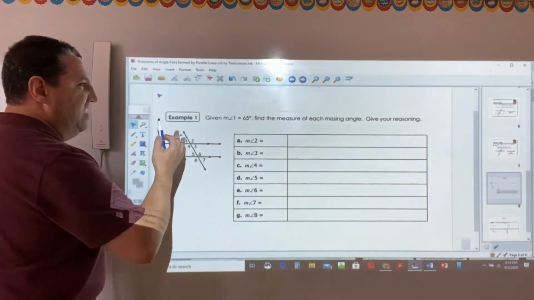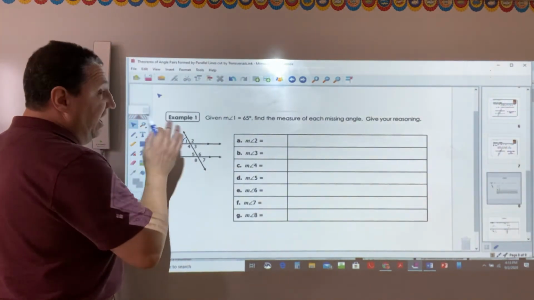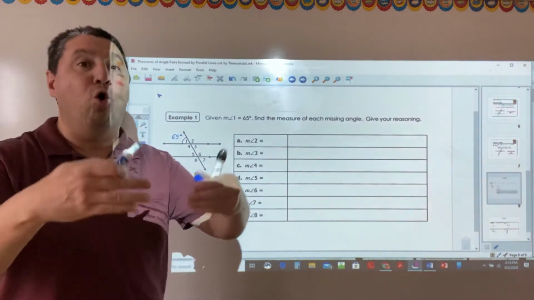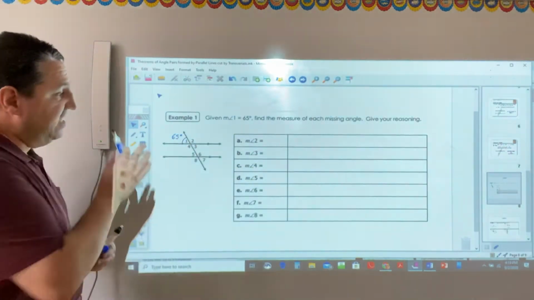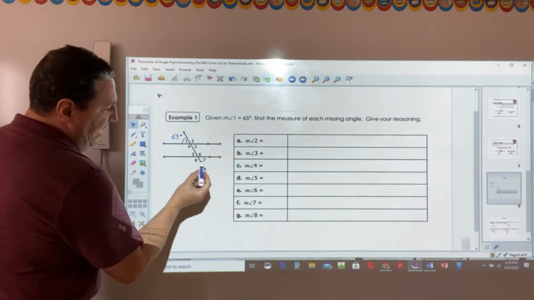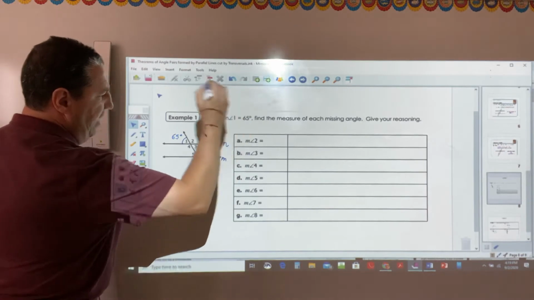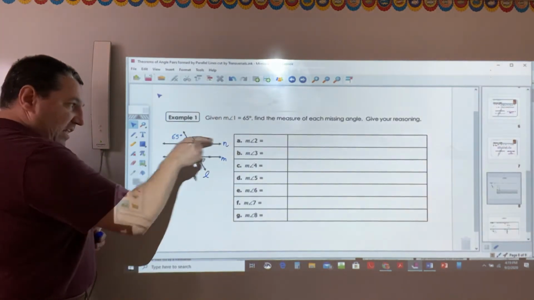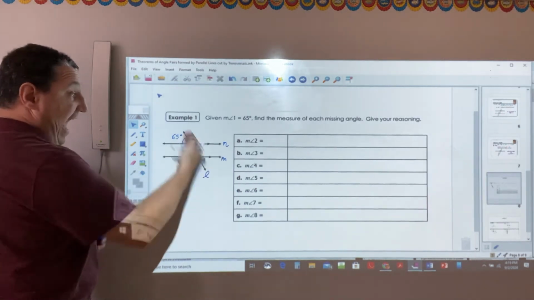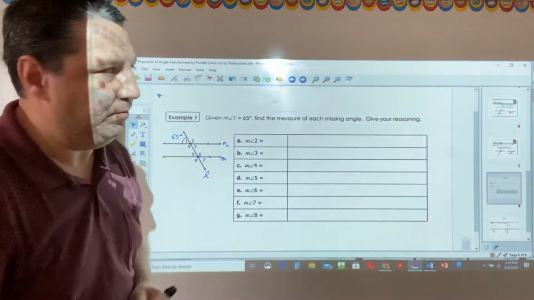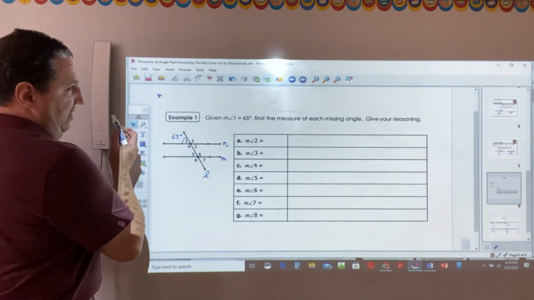Now, first, we have to identify the transversal. Remember, as we know, a transversal cuts 2 or more lines in two points. In this case, this line, let's name it line L. This is line M. This is line N. Line L cuts lines N and M in two different points. So L is the transversal. Good. Now, we have this angle given.